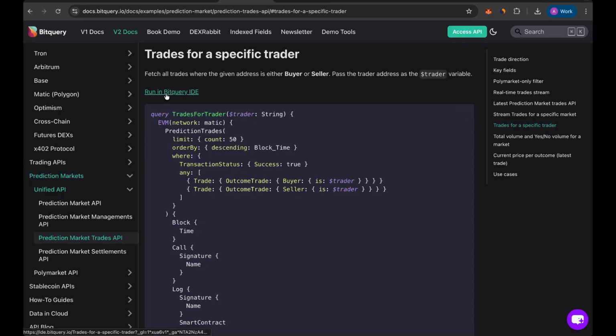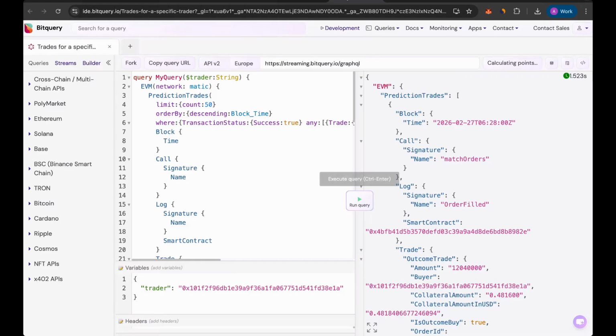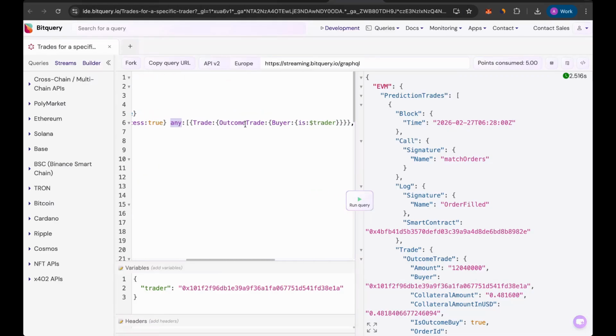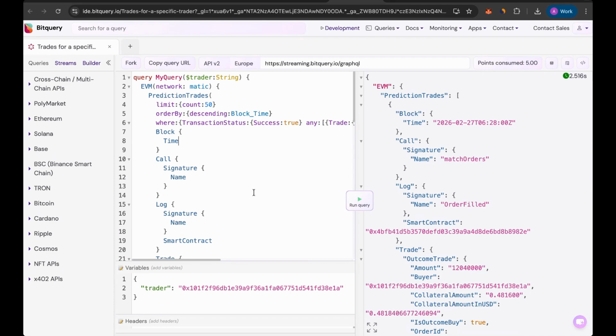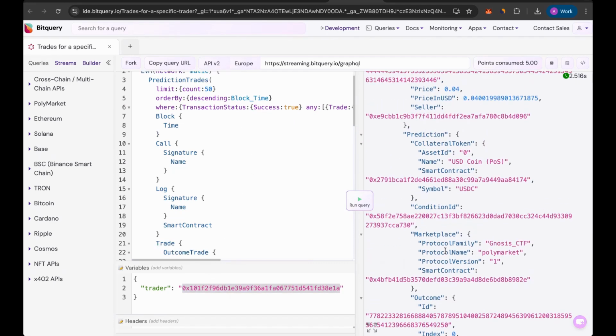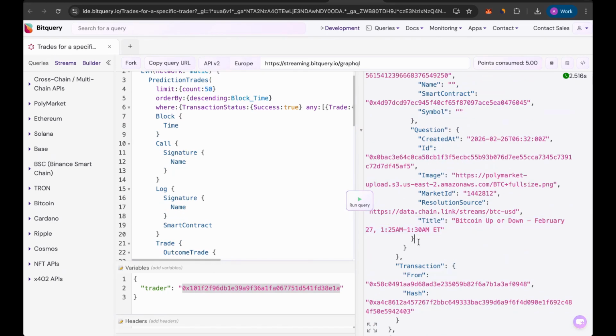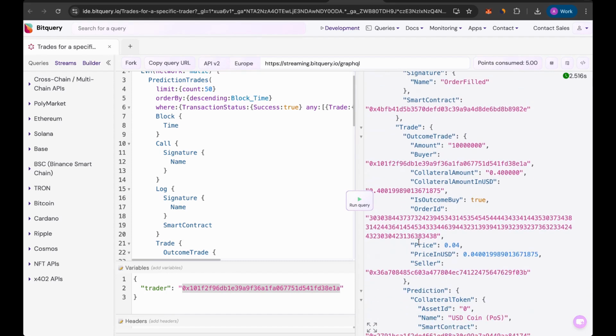Now let's track all trades from a specific wallet address. Using the any operator, we catch trades where the address is either buyer or seller. You see their complete trading history, which markets they're active in, what outcomes they favor, trade sizes, and timestamps. Great for whale tracking or analyzing your own trading patterns.